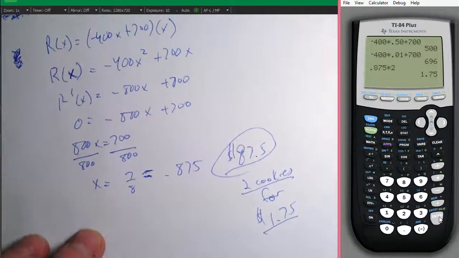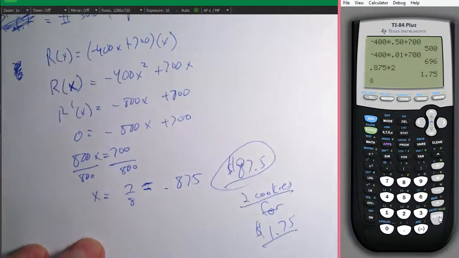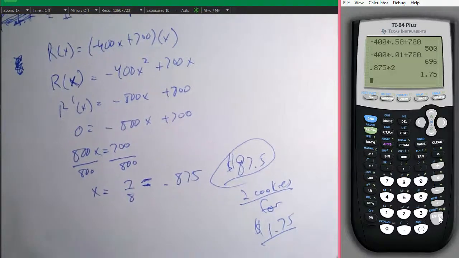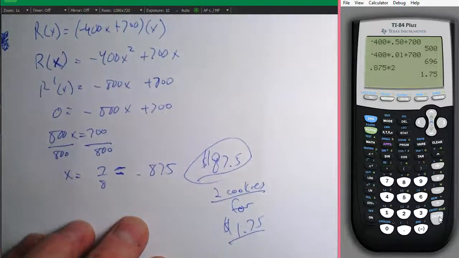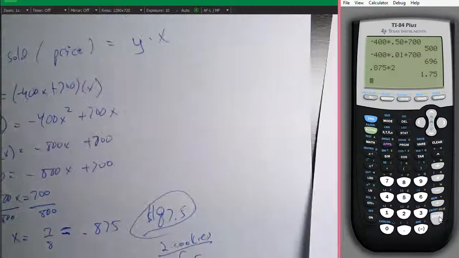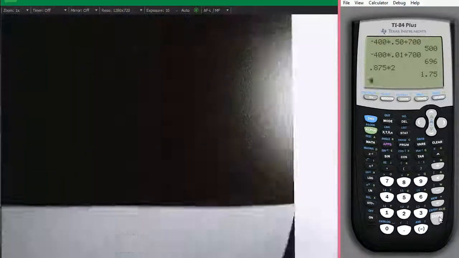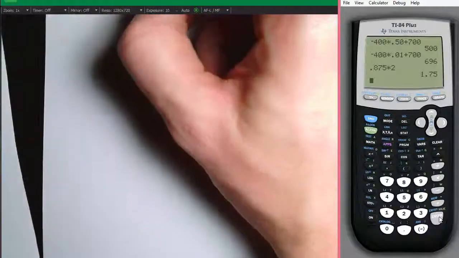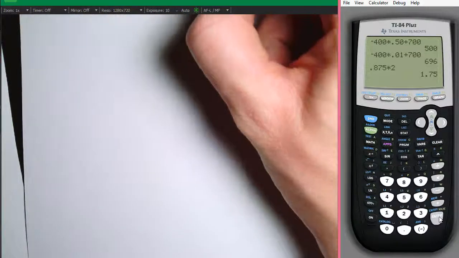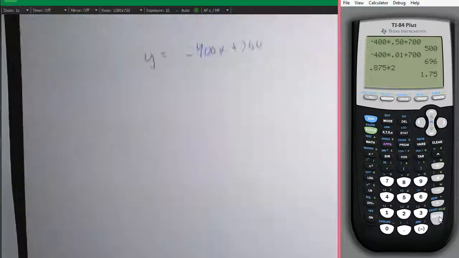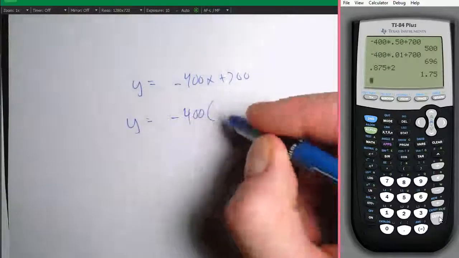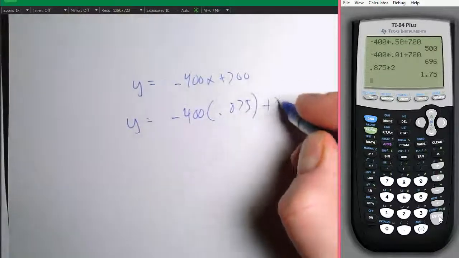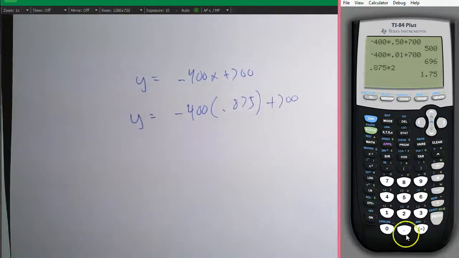Now, the next thing we could do with that information, once we know that, is ask what we expect to make money-wise. What do we expect our value to be, or at least our number of cookies to sell? Our formula for that was y equals negative 400x plus 700. Well, we know that we want to charge 7/8 or 0.875, plus 700. So throw that into the calculator.